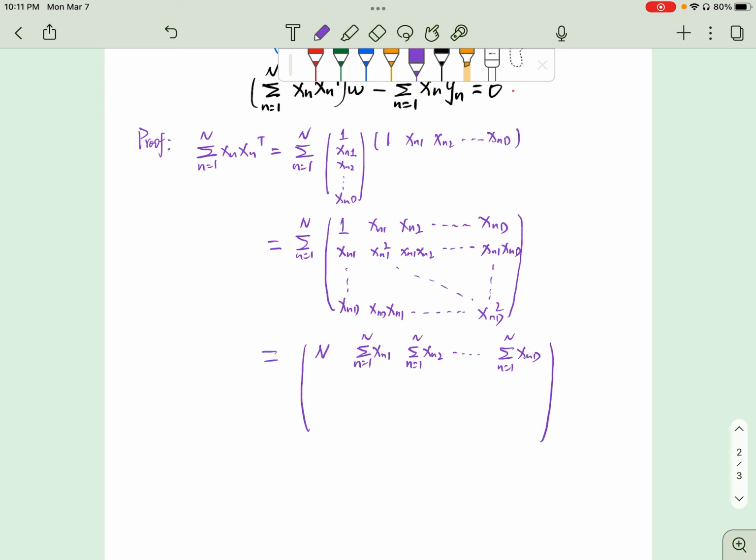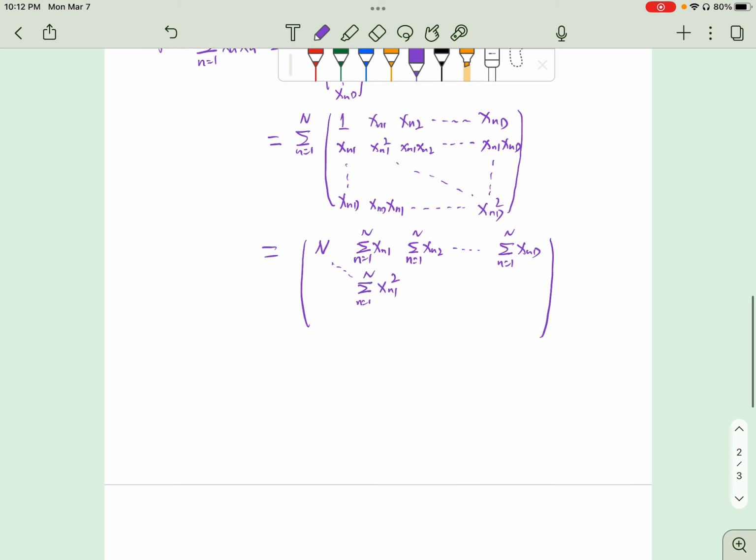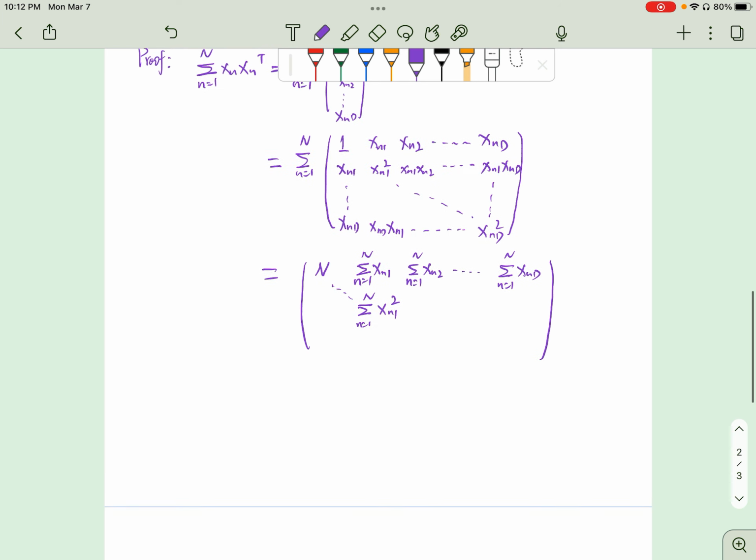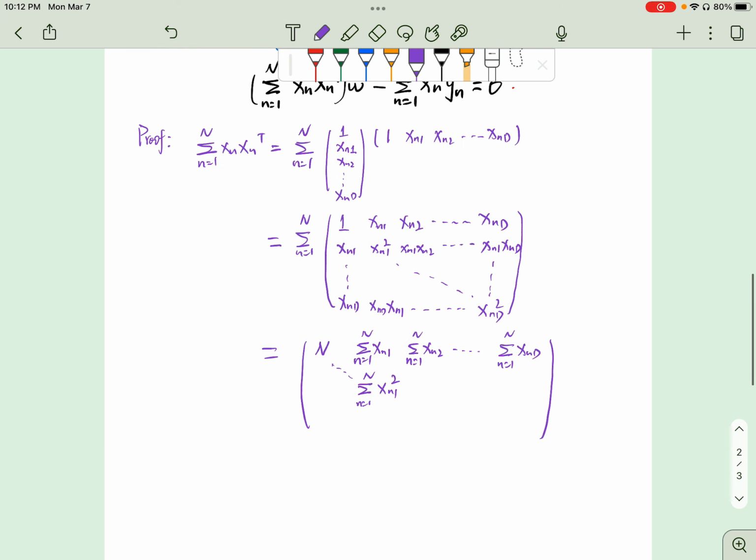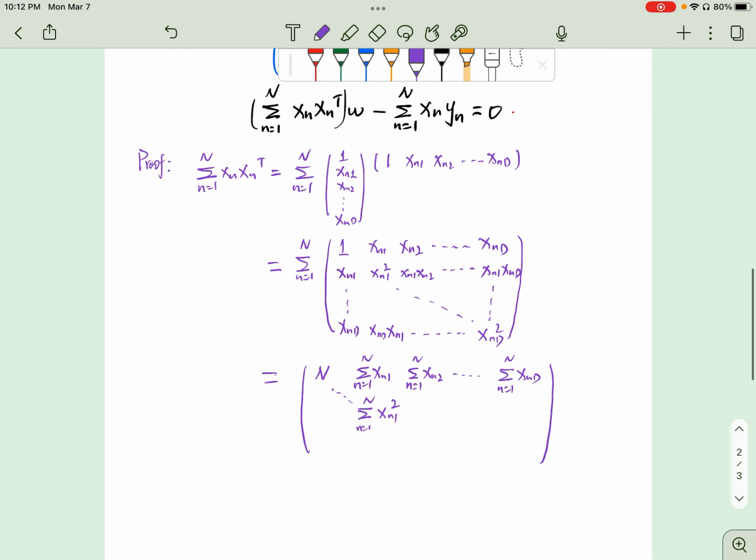And here, I will write one more. So this one would be xn1 squared. Okay, for other elements I will just leave it. I will not write everything. I will just write this one to here.